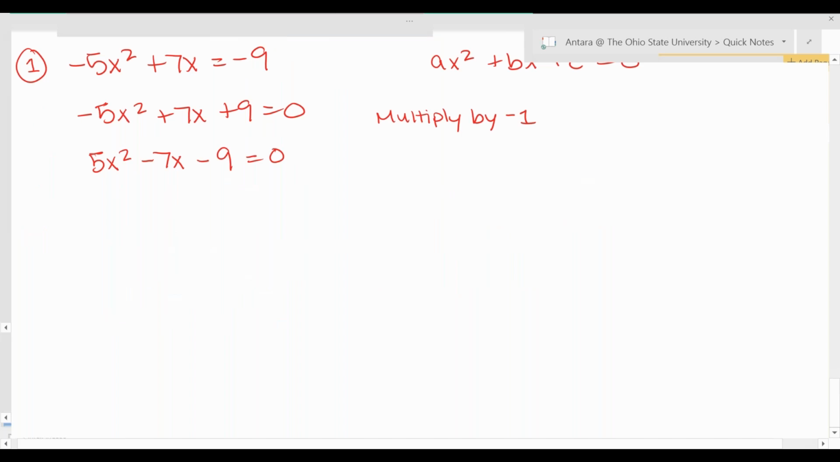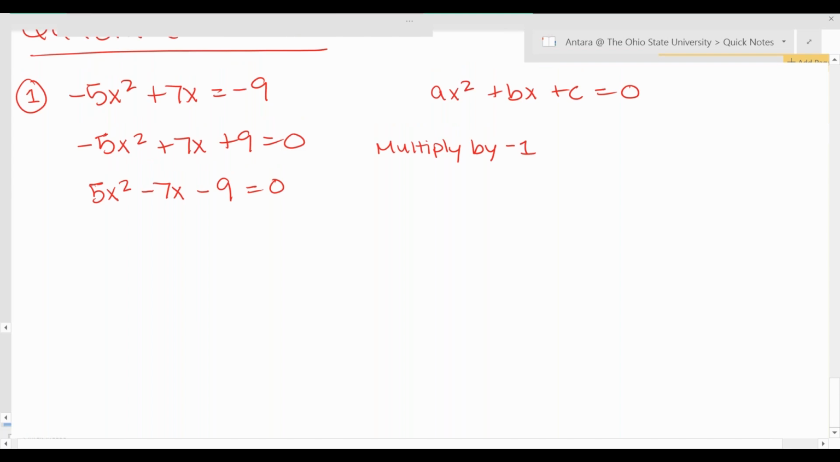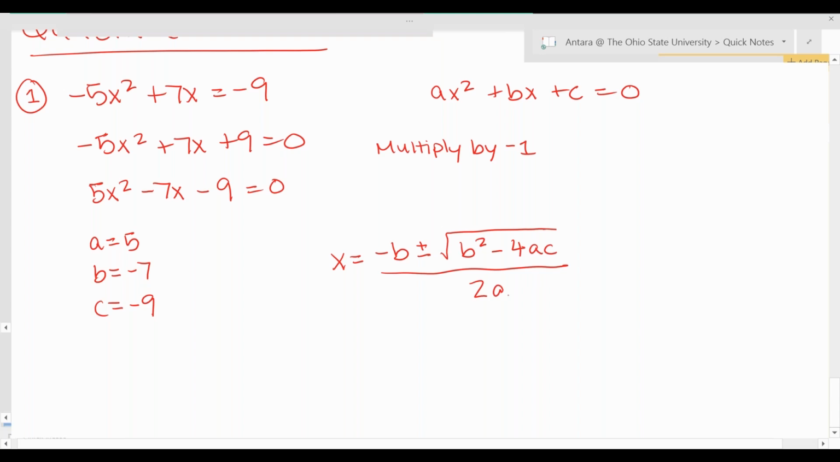Here we can just identify our constants: a equals 5, b equals negative 7, and c equals negative 9. I'm sorry that I had to switch back from the PowerPoint, but just to write out the quadratic formula, x is going to be equal to negative b plus or minus, because usually there are two solutions, the square root of b squared minus 4 times a times c, and that's all over 2a.